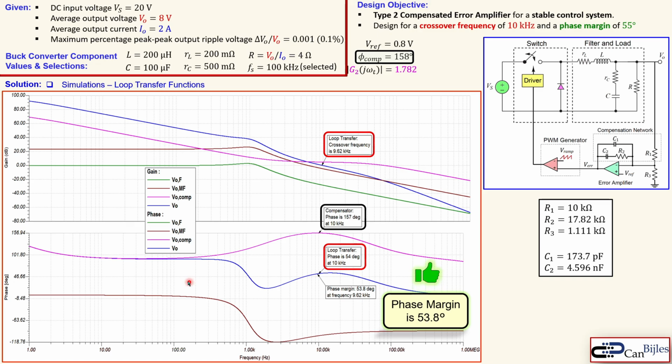Alright, that was our example concerning the type 2 error amplifier design for our buck converter. We have calculated the required values for the compensating network using the K-factor method, and we have also verified our calculations using MATLAB, and also the TINA TI Spice model using the actual components, giving here the Bode plot for the loop transfer functions.